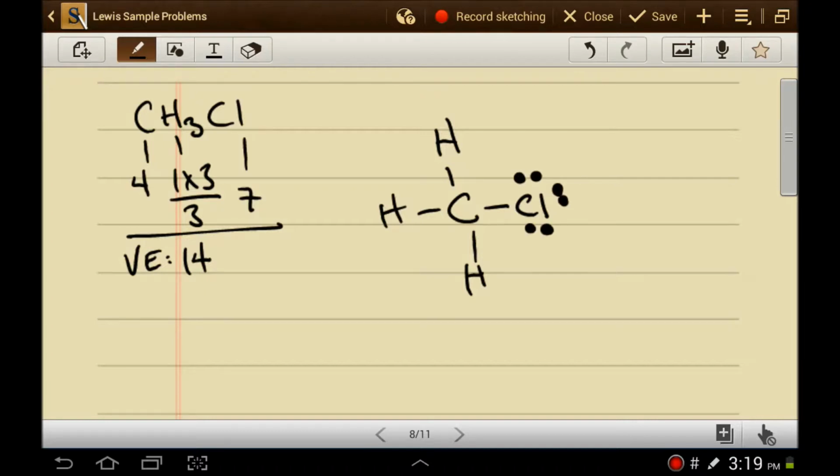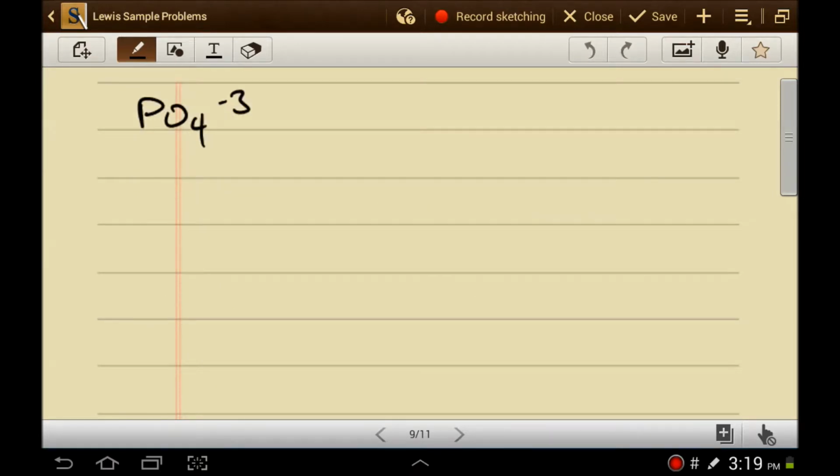We've used 14 electrons in our structure. There are none left over. The carbon has 8 electrons around it, so it does not need double bonds. So this is the correct structure for chloromethane. Why don't you try to get the correct Lewis dot structure for the phosphate ion here? Pause the video and see if you can come up with the right answer.